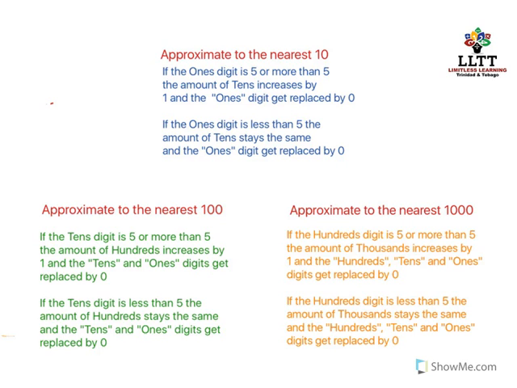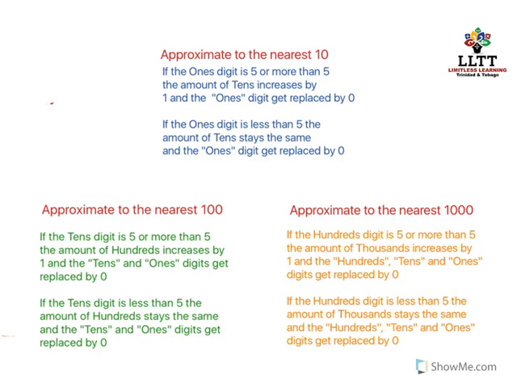Okay, so if we're going to recap. If we're approximating to the nearest 10, we look at the ones digit. If it's 5 or more than 5, then we increase the amount of tens by 1, and then the ones digit gets replaced by a 0. If the ones digit is less than 5, then we keep the amount of tens as it is and just replace the ones digit with a 0. This is if we're approximating to the nearest 10.